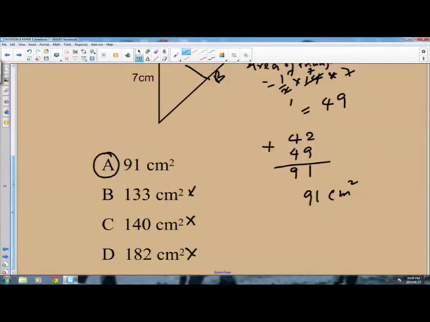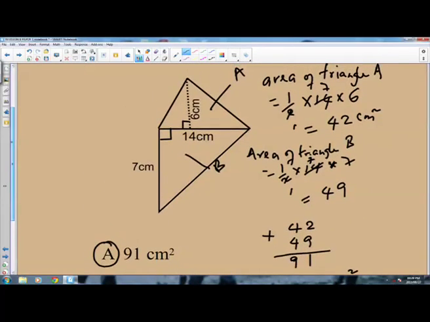And remember here, to find the area of this shape, all we did is to partition this into 2 triangles. Then we calculated the area of each triangle. Then after finding the area of each triangle, we add the 2. This will give us the area of the whole figure.